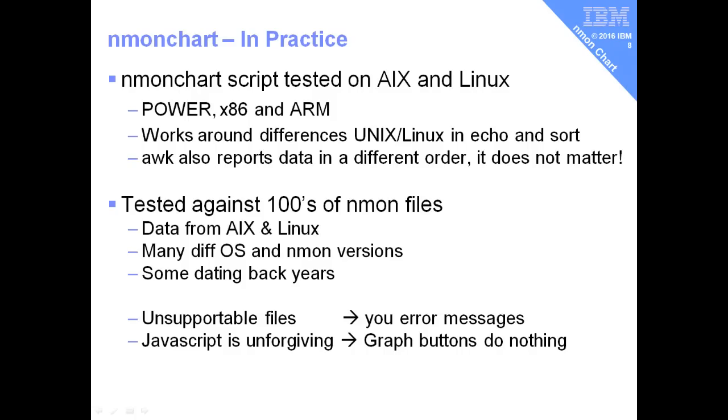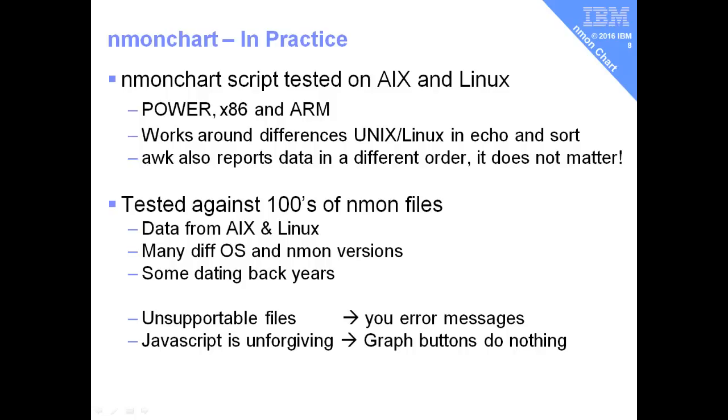I've done lots of testing with the script over the past year and before it was even released, but it's been out a while now. So the script works on Power, x86 and ARM. It works very nicely on my Raspberry Pi 2, for example. It works out by itself the differences between Unix and Linux. The echo command and the sort command are different, and awk actually gives you back data in a different order.